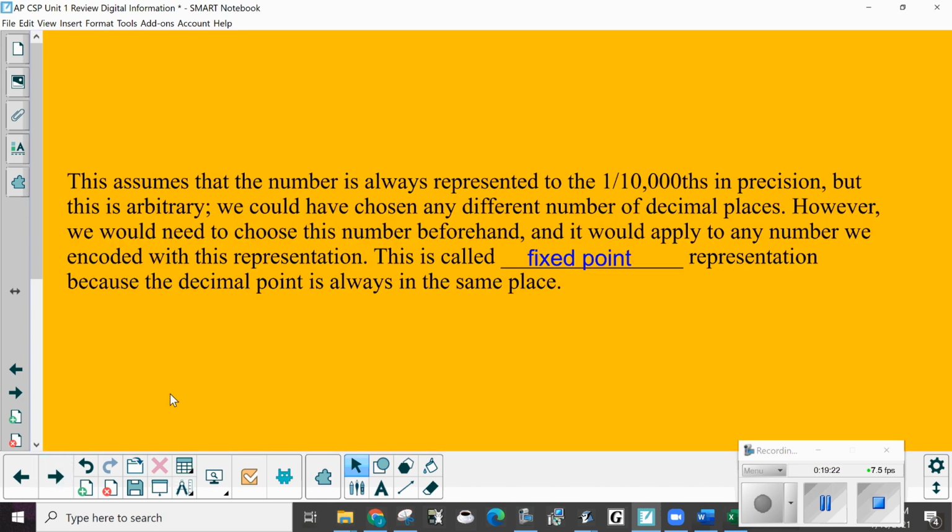Now this assumes that the number is always represented to the 1/10,000th in precision. But that's arbitrary. We could have chosen any different number of decimal places. However, we would need to choose this number beforehand, and it would apply to any number we encoded with this representation. This is called fixed point representation because the decimal point is always in the same place.